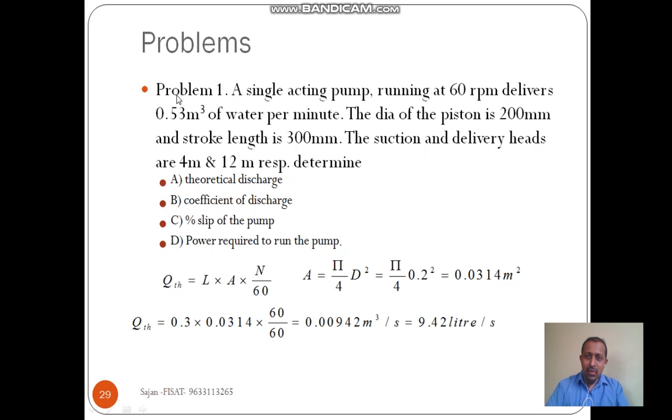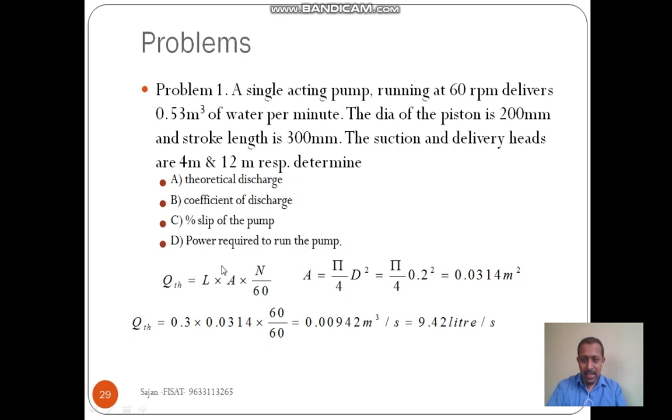So let us do one problem. A single acting reciprocating pump running at 60 rpm delivers 0.53 meter cube of water per minute. The diameter of the piston is 200 mm and stroke length is 300 mm. The suction and delivery heads are 4 meter and 12 meter respectively. Determine the theoretical discharge, coefficient of discharge, percentage slip of the pump, and power required to run the pump.